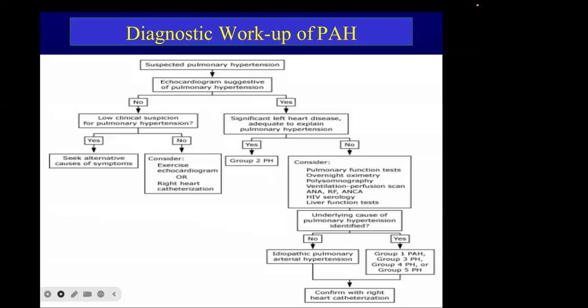Underlying cause of pulmonary hypertension identified, yes or no. Yes: group 1 PH, group 3 PH, group 4 PH, or group 5. No: idiopathic pulmonary arterial hypertension, confirmed with right heart catheterization.